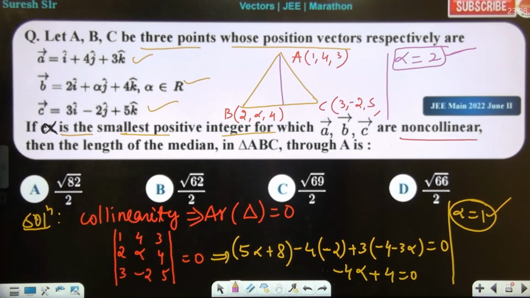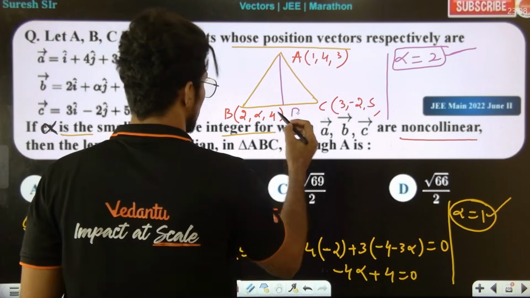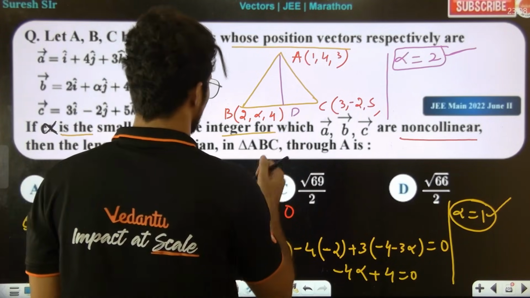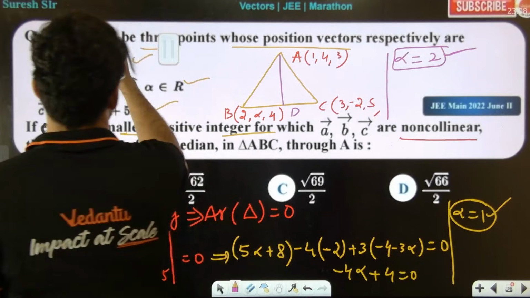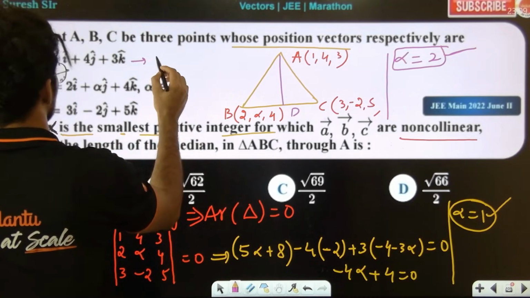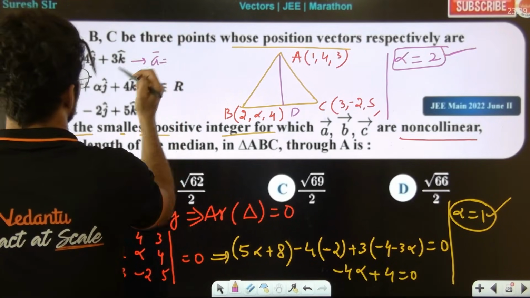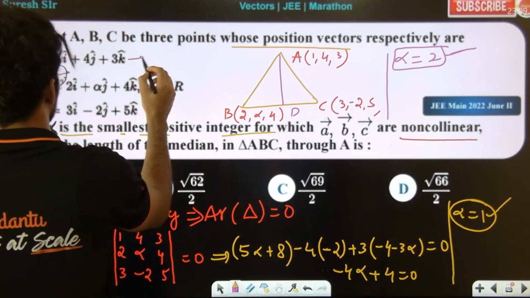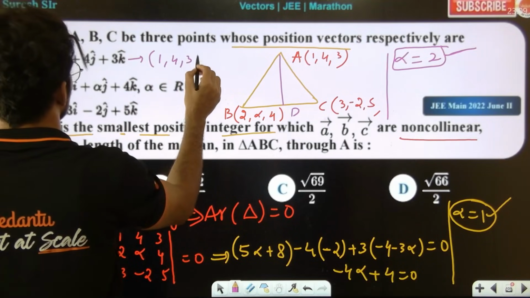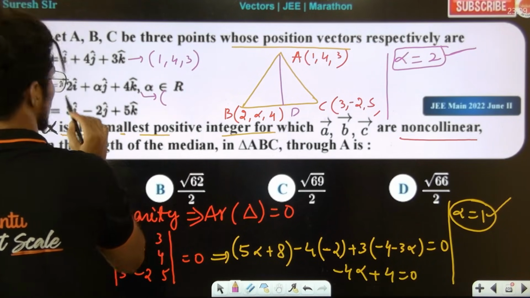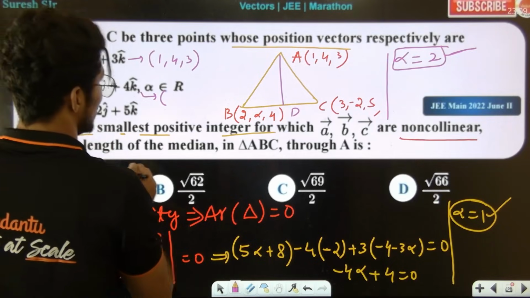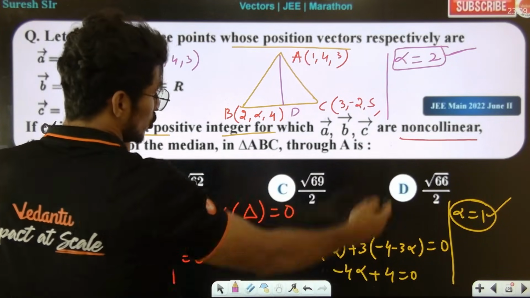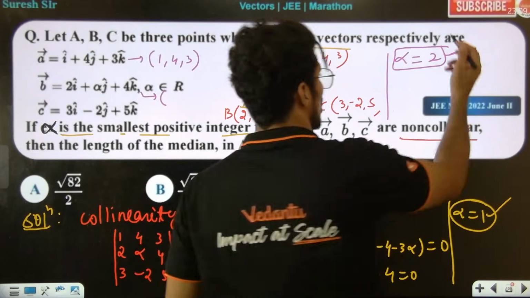Now tell me, length of median means what, sir? For that we need to find out D. What is D here? D is the midpoint of BC. So what is B here? Let me write this. A vector is 1, 4, 3. And B is what? Alpha value 1 means when they are collinear. Alpha value should be 2 for non-collinear.